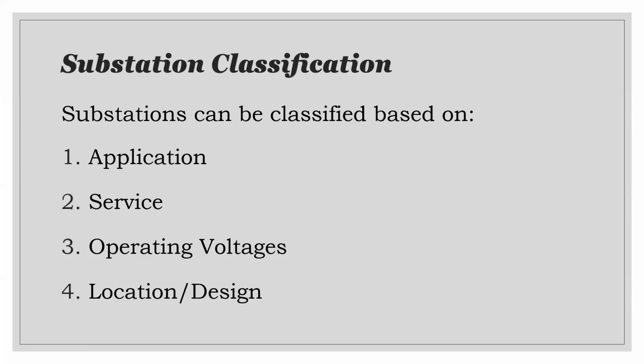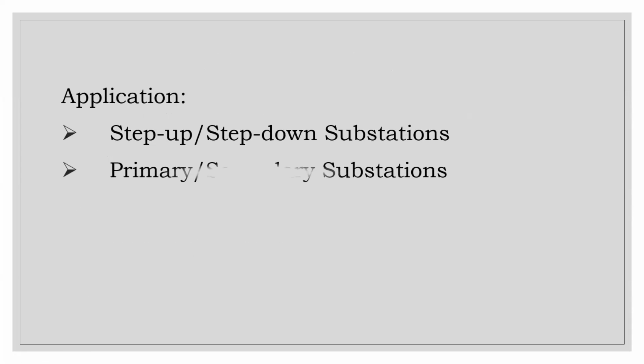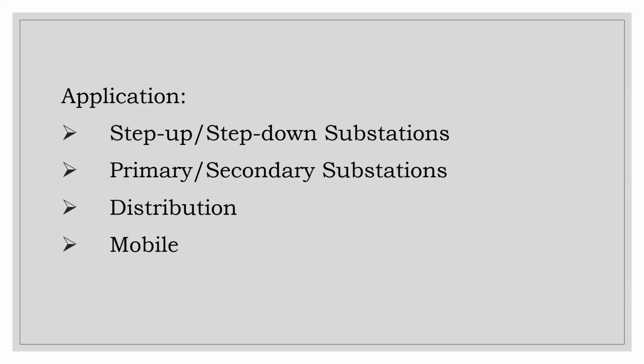So let's start with application. What are some of the substations as listed under application? All right, so under application, we have your step up or step down substation, your primary or secondary substation. We have distribution substations if they're being used for distribution purposes. We can also have mobile substations, industrial substations. So these are some of the substations that would fall under application.